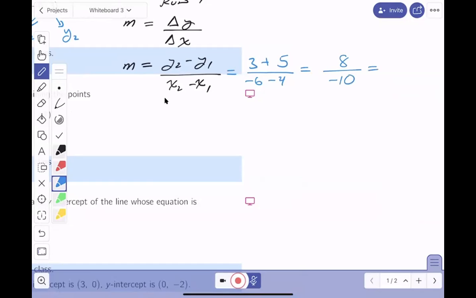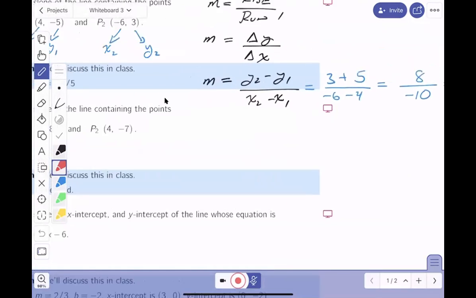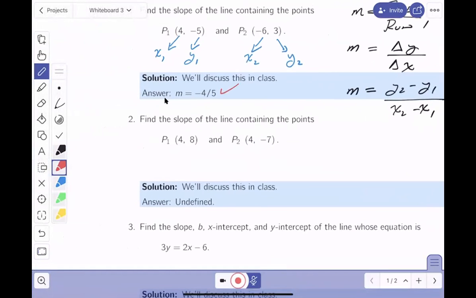That just doesn't look right, so I'm going to say it's really minus 8/10. And you can reduce that. What does it give you? Minus 4/5. Sorry about that. I'm going to check it. I want to see if it's in the answer key. And it is. m is minus 4/5.